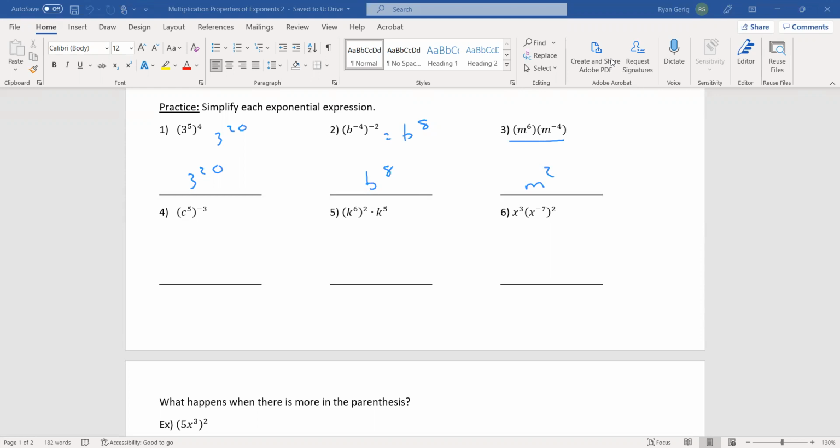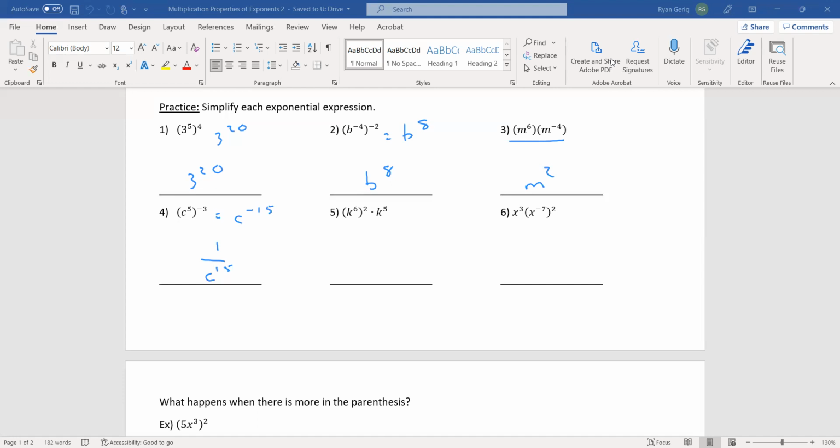Number 4, c to the 5th to the negative 3rd is c to the negative 15th. Negative exponent on top goes to the bottom: c to the 15th on the bottom, with the 1 on top.